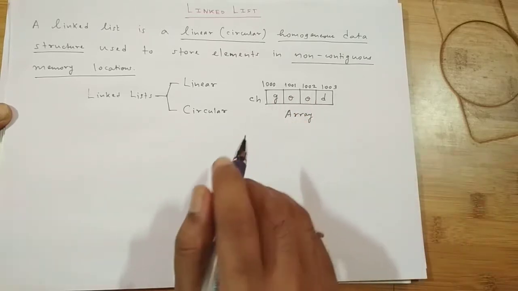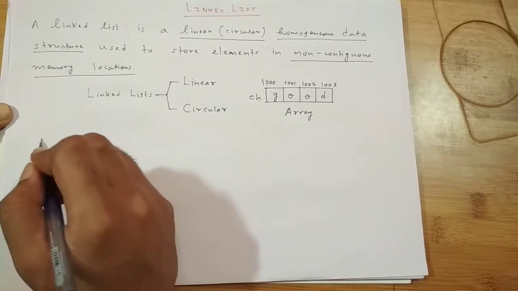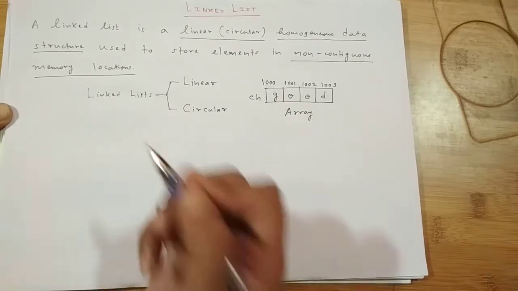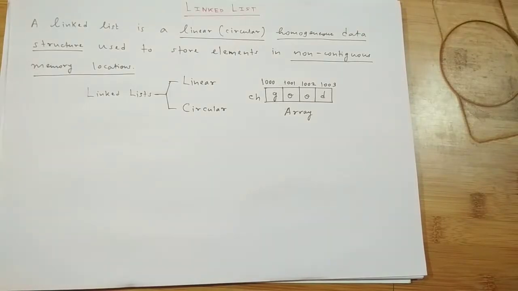Now, what about non-contiguous memory allocation? In non-contiguous memory allocation, there is no need to store elements in consecutive memory locations. We can have elements located at different places in memory connected to each other by means of links. So that is what we mean by non-contiguous memory locations. And a linked list is a classical example of a data structure which stores data using non-contiguous memory allocation.